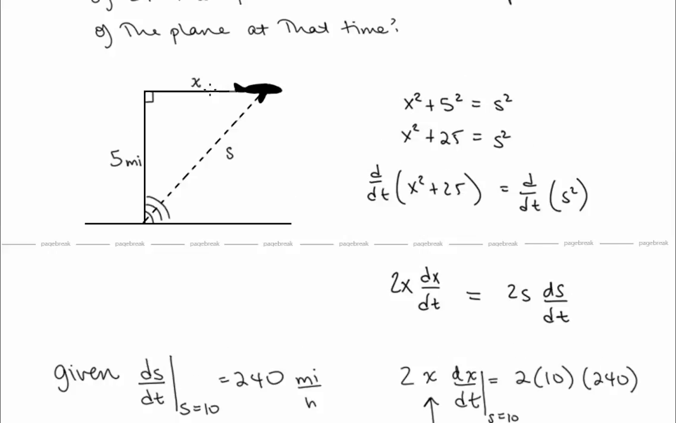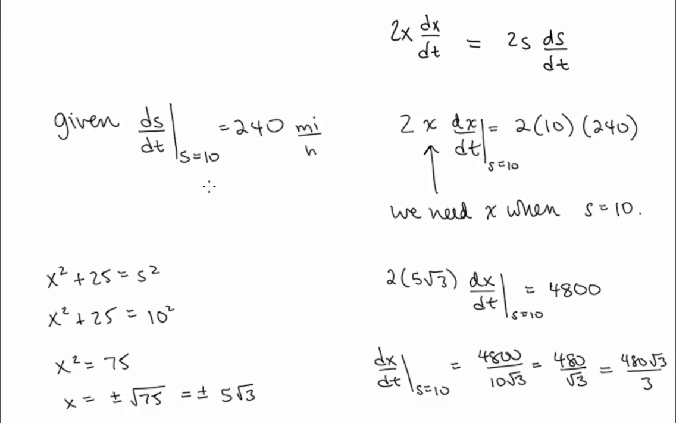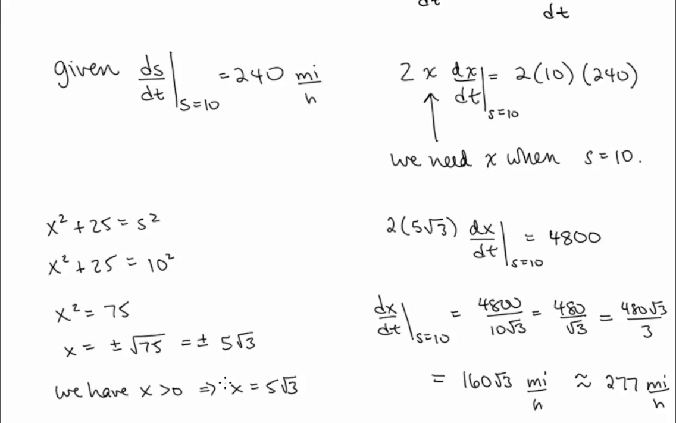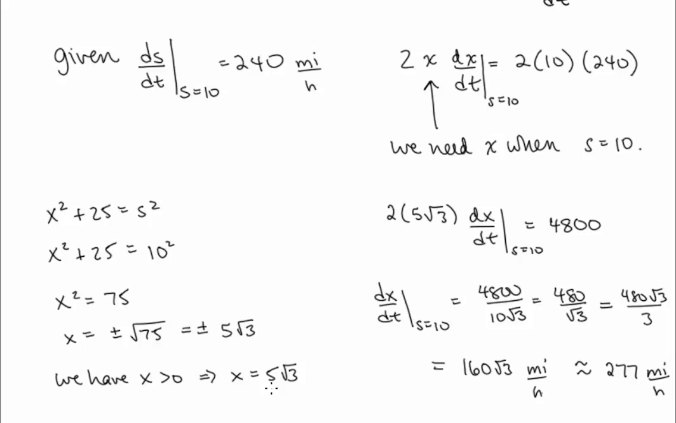But now notice, if this 5 is constant and s is equal to 10, then we should have a specific value for x at that time as well. So we need to use the original relationship between x and s to get this corresponding x value at that time. So if s is equal to 10, we can solve for x here. x is equal to positive 5 radical 3. We're talking about a positive distance here, so we're only using the positive solution. So x is equal to 5 radical 3, and that gets plugged in for the x as well.